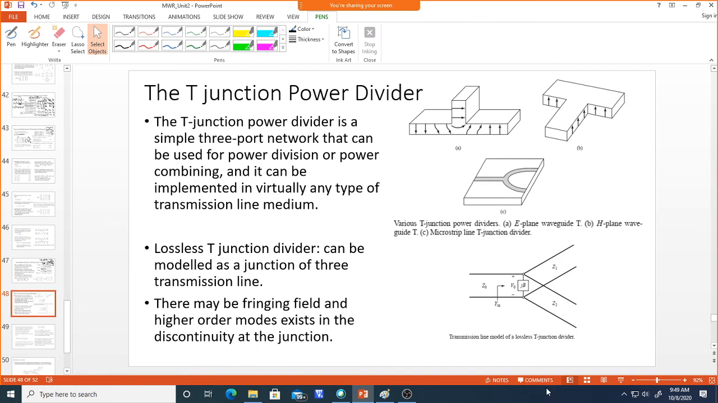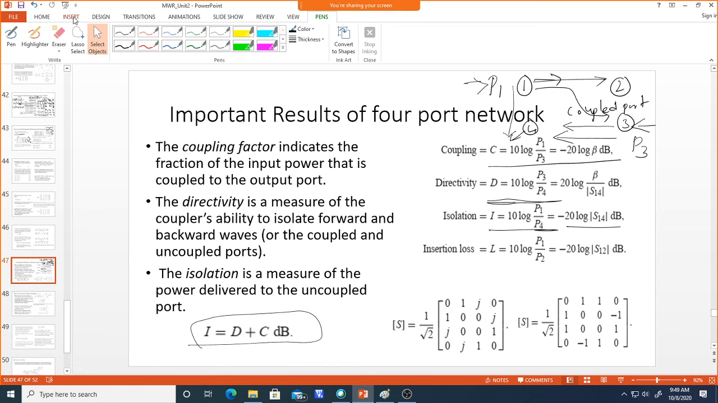So we'll stop here and we'll continue with the T-junction power divider in the next class. Is it understood? Any doubt in the 4-port network as well as the 3-port network? No?